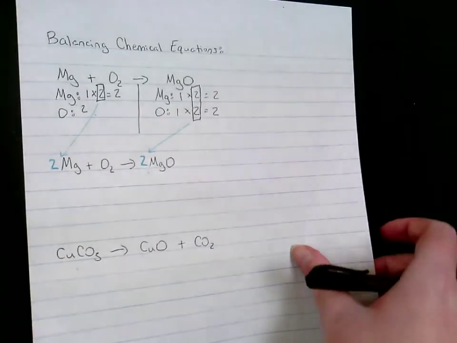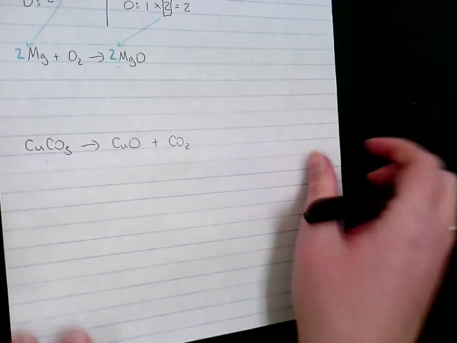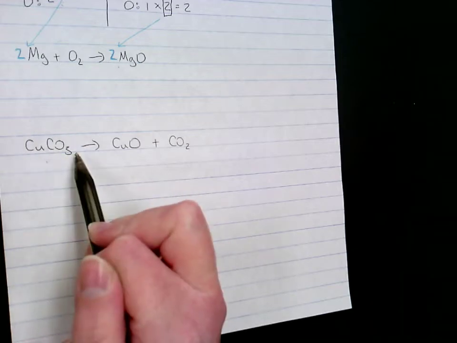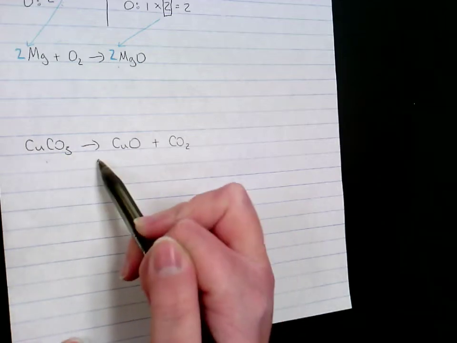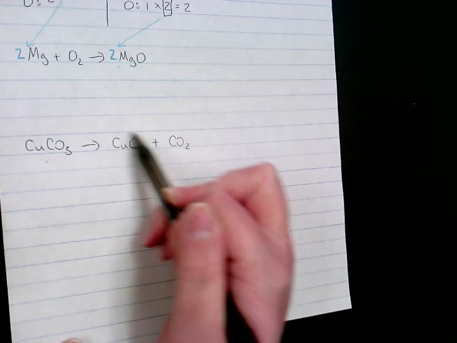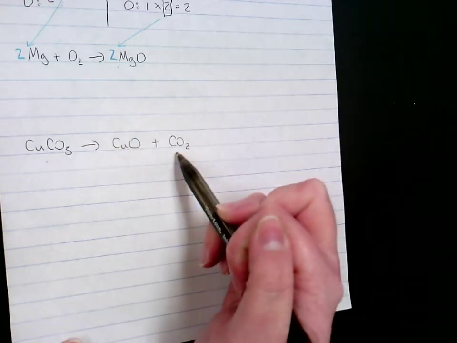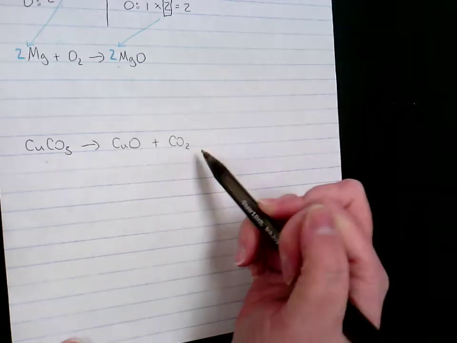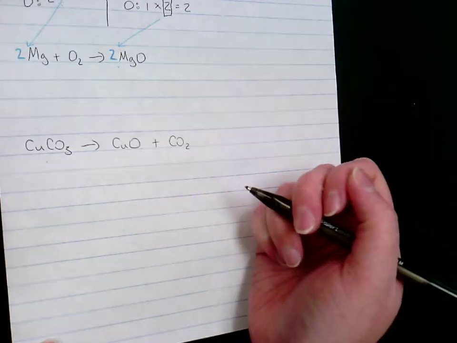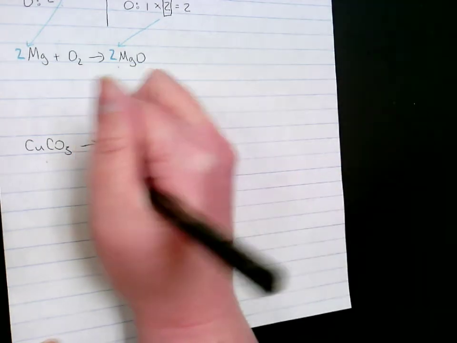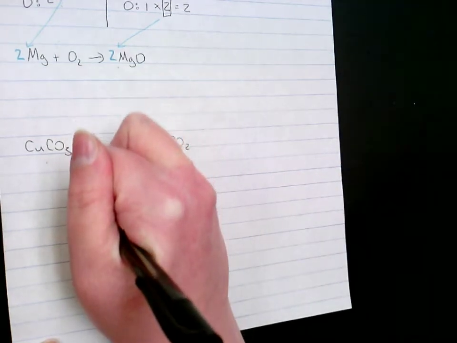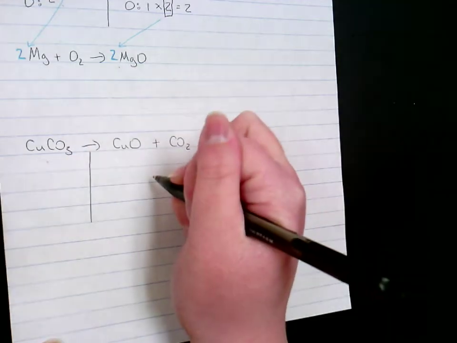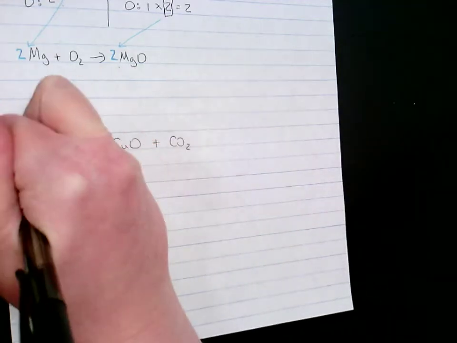Now to look at another one, I have copper 2 carbonate, CuCO3, decomposing into copper 2 oxide and carbon dioxide. So in this decomposition reaction, let's see if it is balanced. So I'm going to draw my line underneath to separate out my reactants from my products. And I'm going to list my elements.